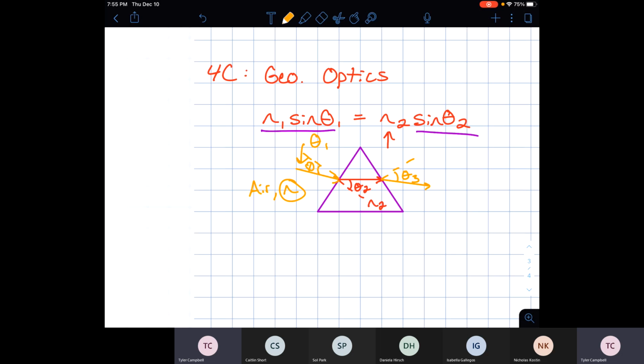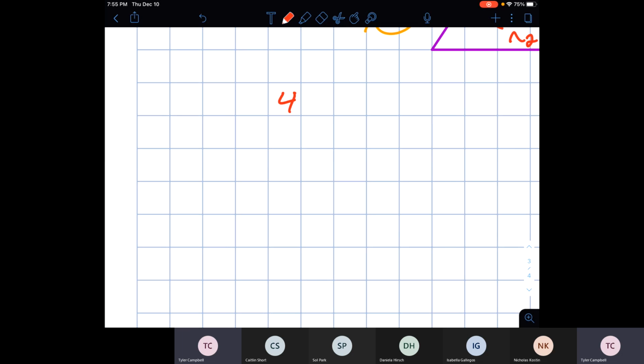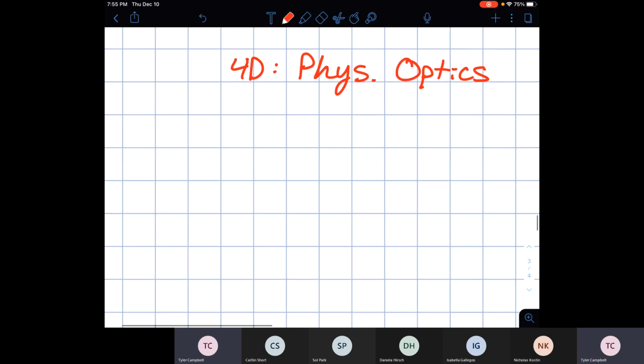All righty, that's pretty much it for geometric optics. The last area we covered was 4D, and that was physical optics: how we use them in physical situations and things like the double slit experiment. The main takeaways from this topic came out of two different formulas, one for constructive interference and one for destructive interference.